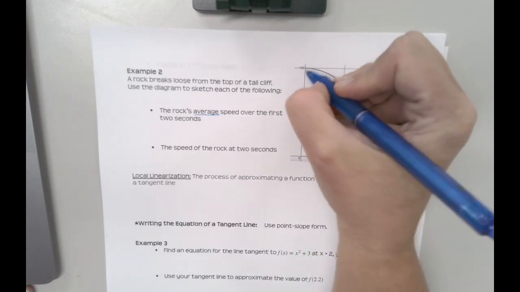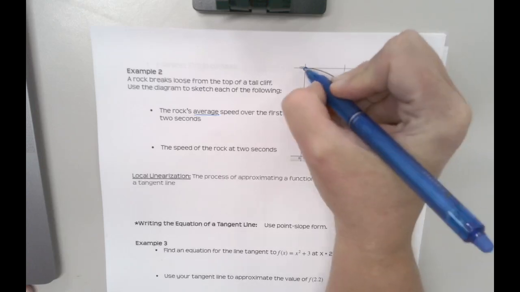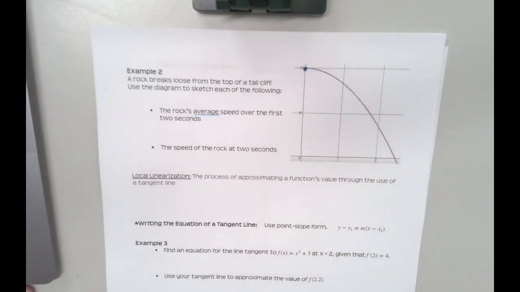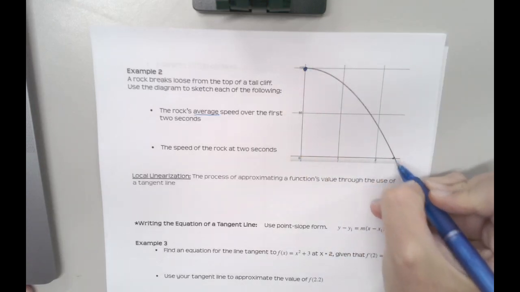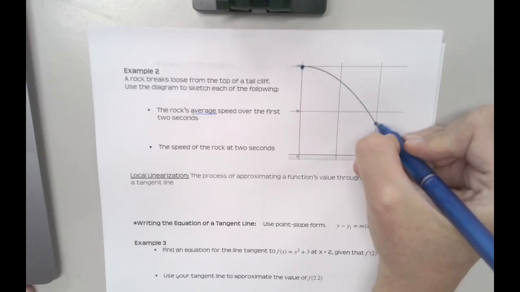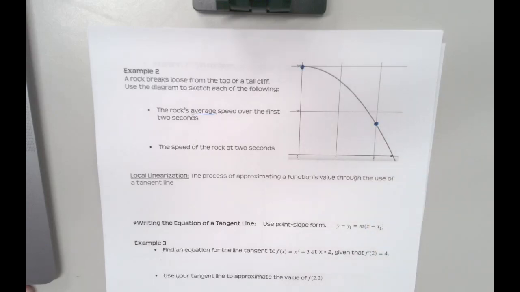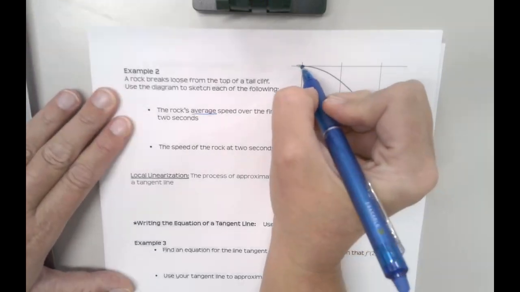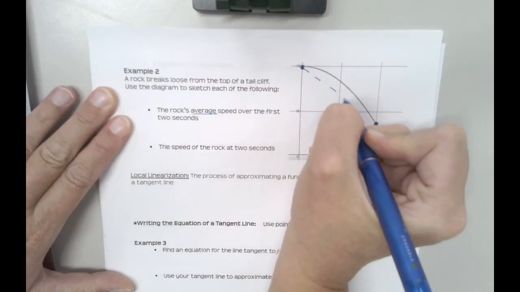And so if I want to look at the change over the first 2 seconds, here's my position at 0 seconds. This is my position at 2 seconds. And so my average speed would be that secant line between those points.